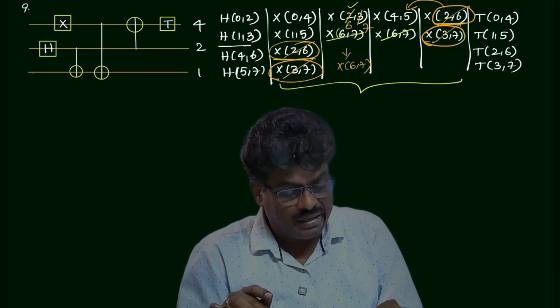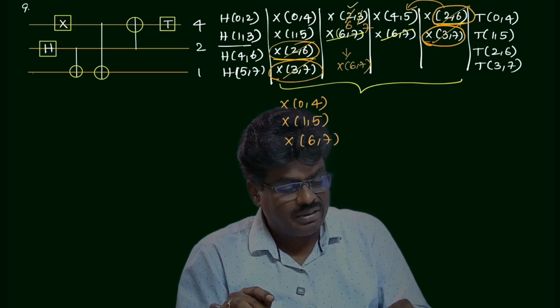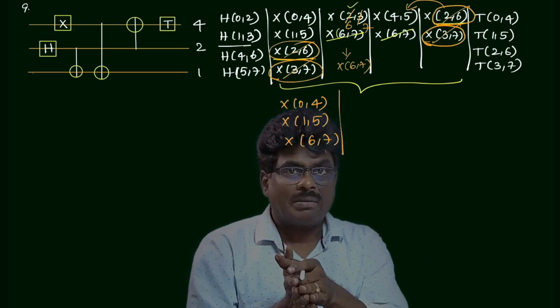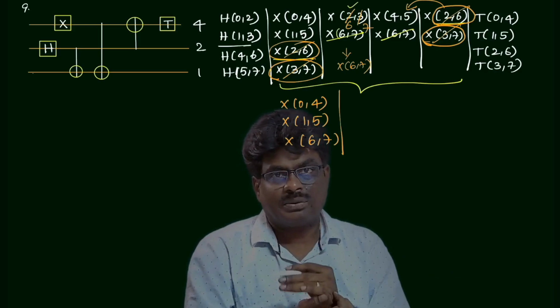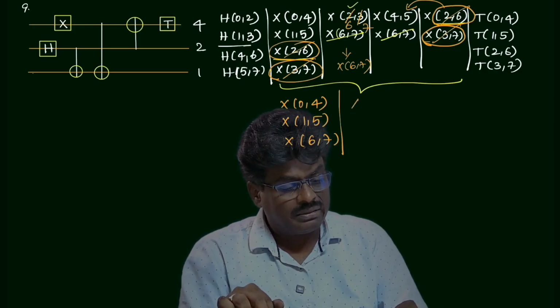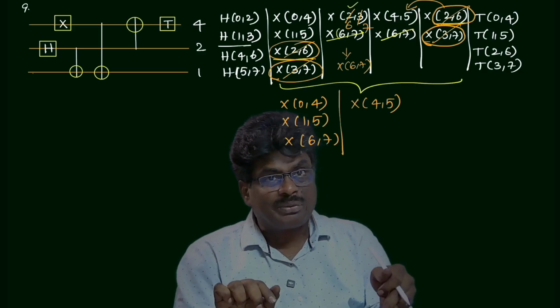Next, remaining X of 0 comma 4, X of 1 comma 5, next X of 6 comma 7. Now you got a doubt, why have you written 6 comma 7 this side? Because there is no 6 and 7, right? That's why I can bring this side, no issue. Or you can keep it here, and here this is X of 4 comma 5. Okay, now you got it. Why didn't you bring that 4 comma 5 here?